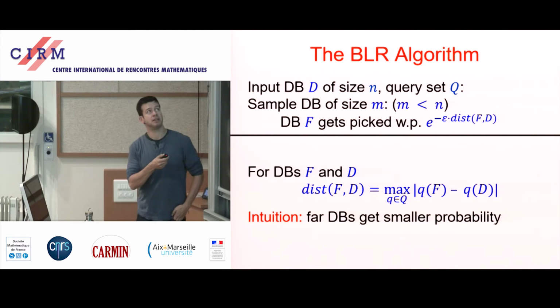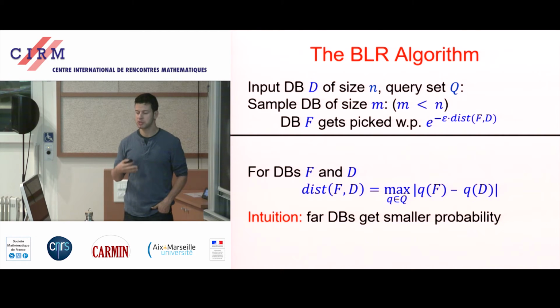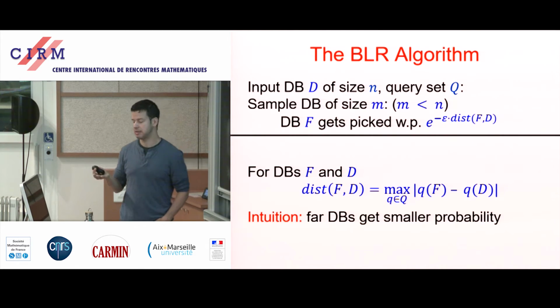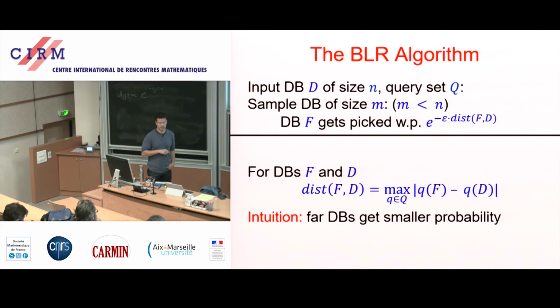We're given an input database of size n, and we're given this query set Q. Now what we're going to do is simply output a database. The output is going to be a small database of size m, where m is smaller than n. We're going to construct some distribution by brute force.